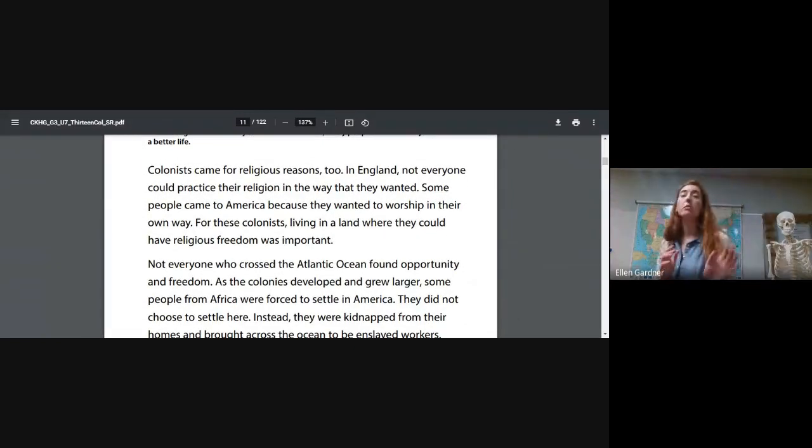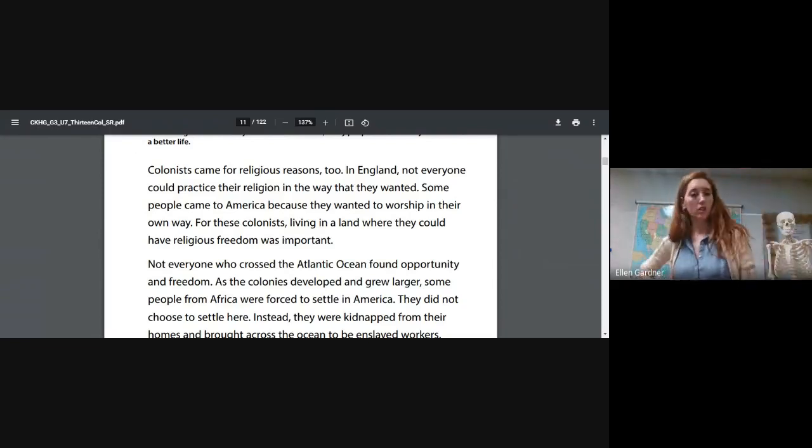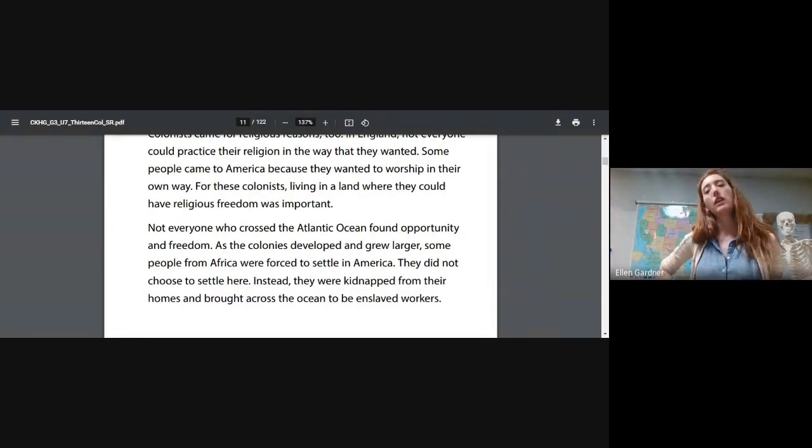Now, some colonists came for religious reasons too, which is one of the most common ones that we talk about with the original colonies. In England, not everyone could practice their religion in the way that they wanted to. Some people came to America because they wanted to worship in their own way. Primarily, they were all Christians. It was just that they wanted to worship in a slightly different way. We would call that different denominations. So they believed basically the same things, but they wanted to be able to practice in the ways that they were interested in. So for these colonists, living in a land where they could have religious freedom was very important.